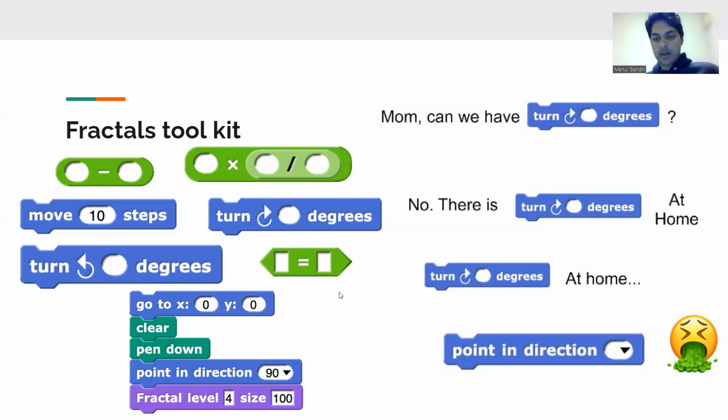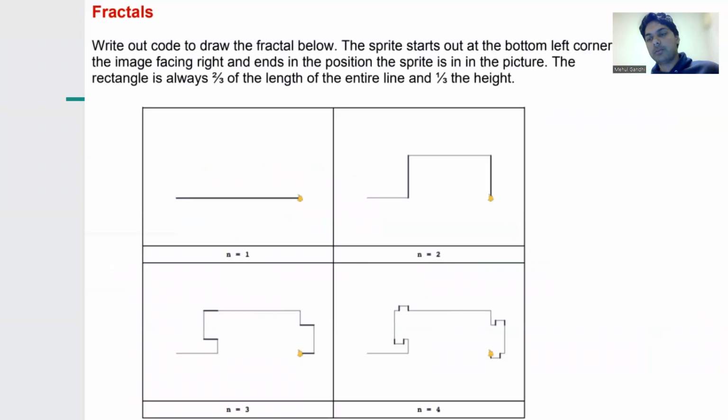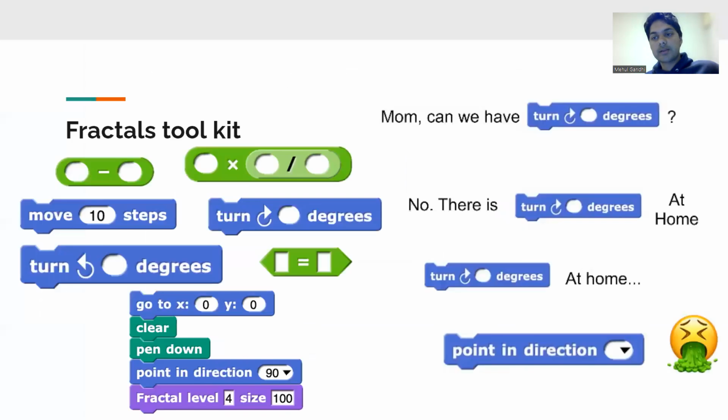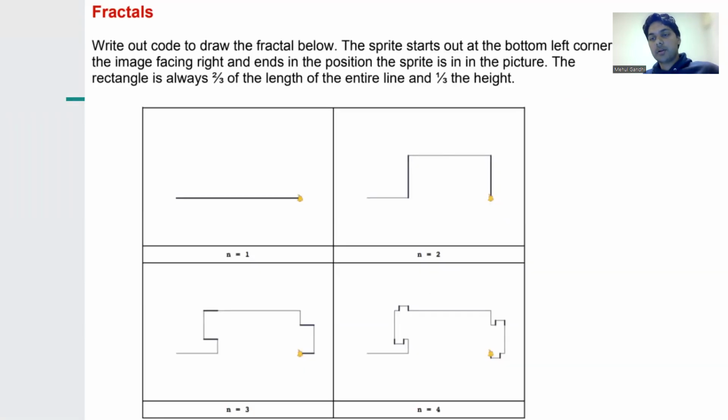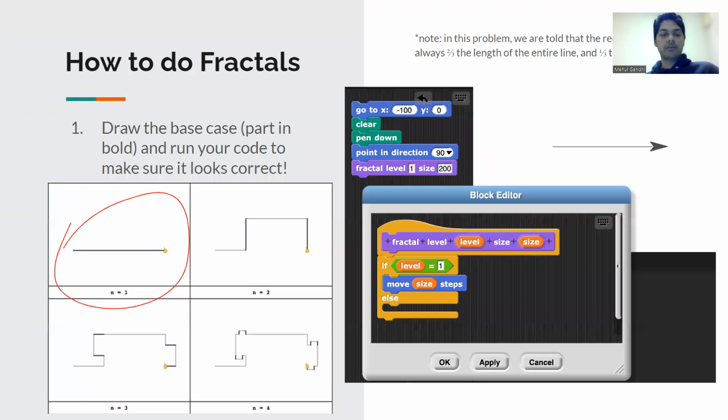Also, don't use point in direction for your recursive cases, because it might work for n equals two, but your code will probably end up breaking for n equals three, n equals four. So inside of your actual fractal block that you code up, don't use point in direction. It will not help you. You should always utilize turn degrees, not pointing direction, because it doesn't work in terms of the recursion for n equals three, n equals four.